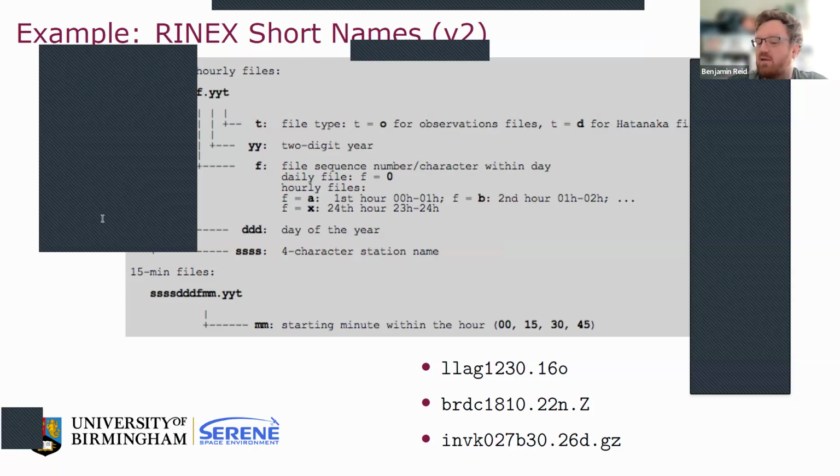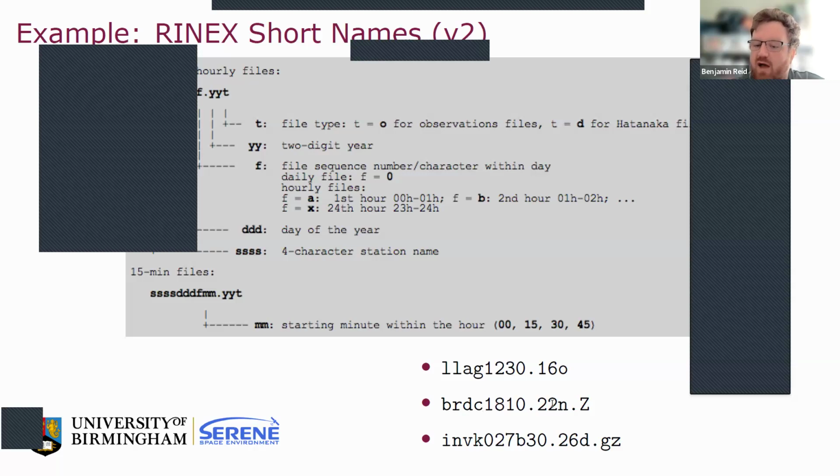But yeah, so what is it? It is from 2016. It's an observation file, because it has the O. It's a daily file because it has the zero here, and it's from day of year 123, which is easy enough. And it's not compressed.